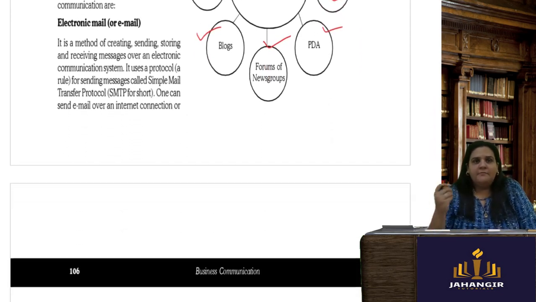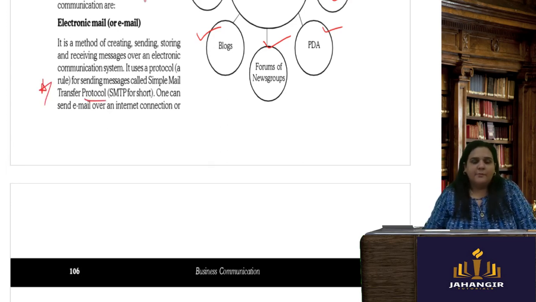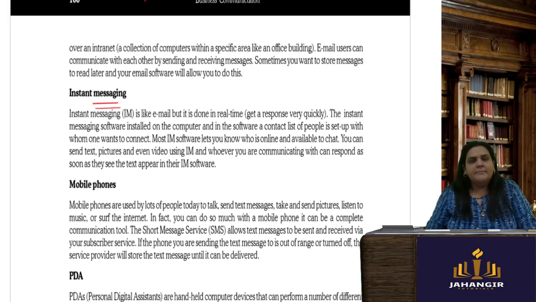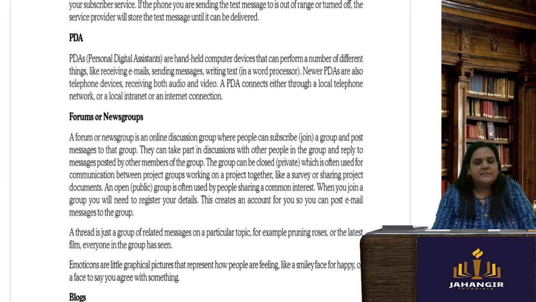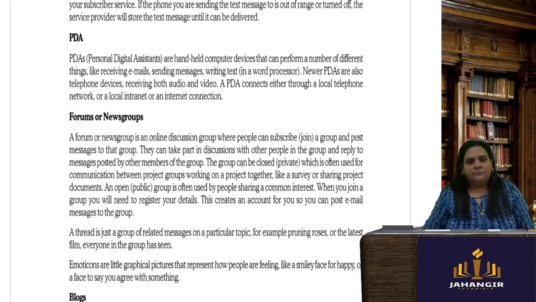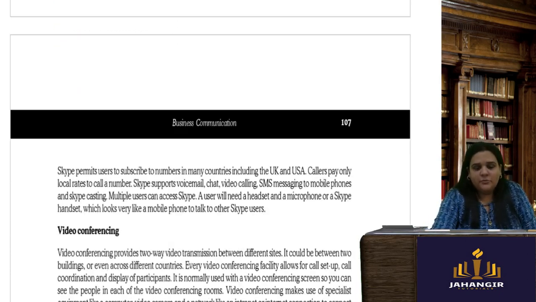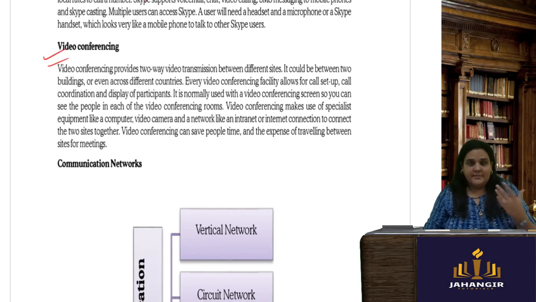Electronic email is wherein we are using the internet system for sending a message from the sender to the receiver. We have this SMTP, simple mail transfer protocol, used from the sender to the receiver with the help of an internet connection. That is email. Instant messaging, real time messaging, is like email, but it is done in real time. OTPs are the best example. Then we have mobile phones for talking, sending messages, pictures, videos, whatnot. PDA, personal digital assistants, computer devices like your laptop or a tab. Forums, news groups, online discussion groups or WhatsApp groups, blogs, web blogs, Skype, Zoom, all these video conferencing related methods. Two-way transmission by seeing the video.